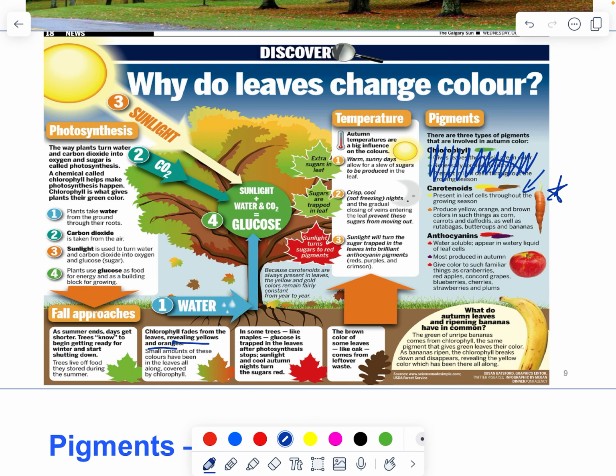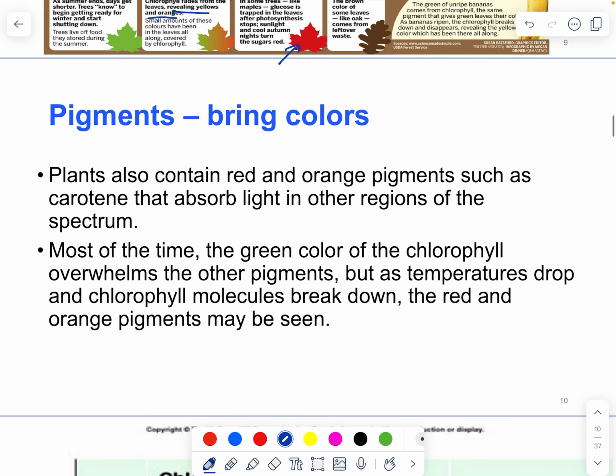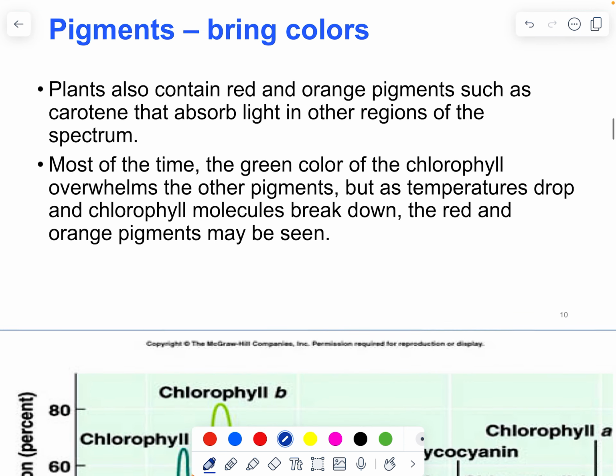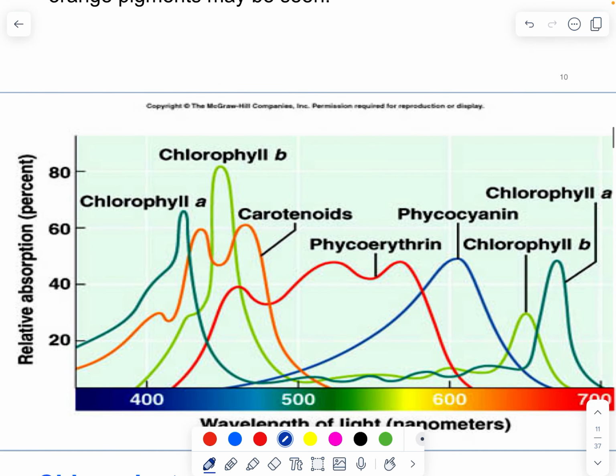Like maples, glucose is trapped. Sunlight and cool autumn nights turn the sugars red. So that's like the maple tree, which is fun. So pigments: plants also contain red and orange pigments, such as carotene, right? And so most of the time, the green color of chlorophyll overwhelms the other pigments. But during the fall, when we shut this down, that's why it's kind of seen.